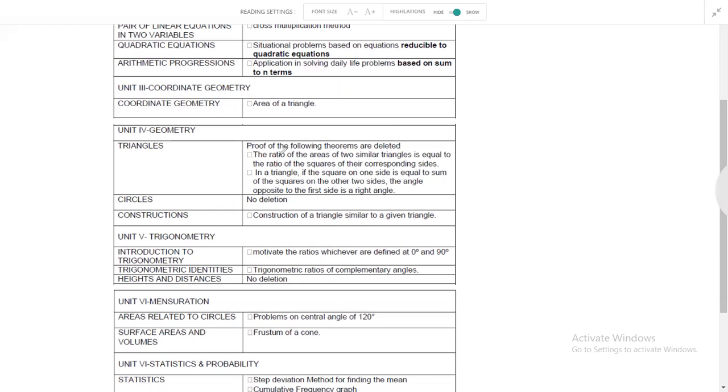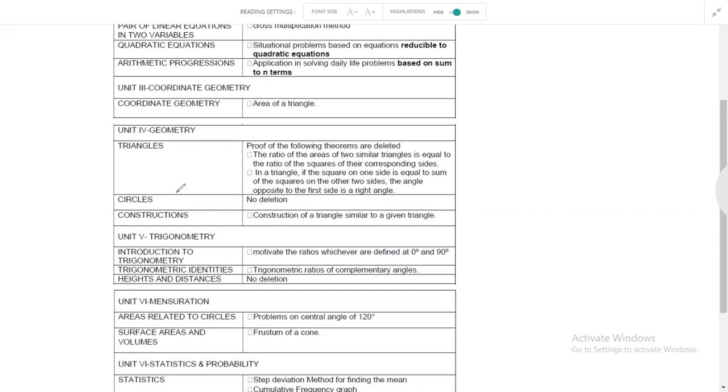The first one is that the ratio of the areas of two similar triangles is equal to the ratio of the squares of their corresponding sides. You do not need to learn the proof of this theorem. You only need to know the theorem and learn its applications. Next is the converse of Pythagoras theorem. Here also the proof is deleted, but you need to learn the converse of Pythagoras theorem and its applications.